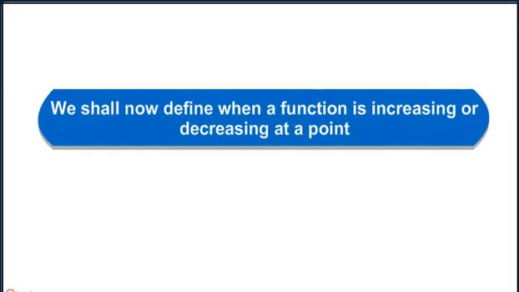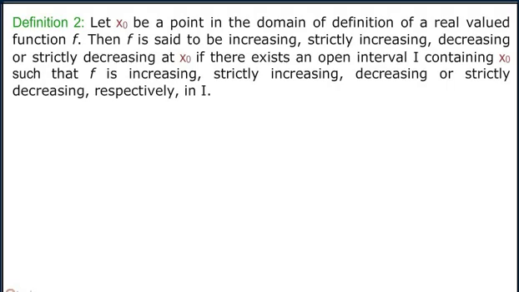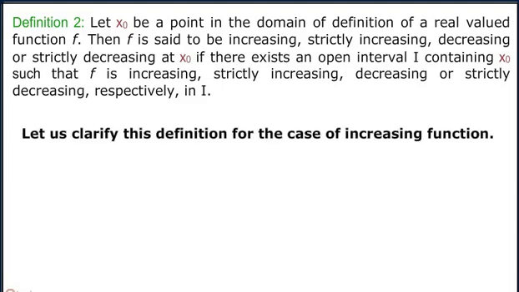We shall now define when a function is increasing or decreasing at a point. Definition 2. Let x0 be a point in the domain of definition of a real valued function f. Then f is said to be increasing, strictly increasing, decreasing, or strictly decreasing at x0 if there exists an open interval I containing x0 such that f is increasing, strictly increasing, decreasing, or strictly decreasing respectively in I. Let us clarify this definition for the case of an increasing function.